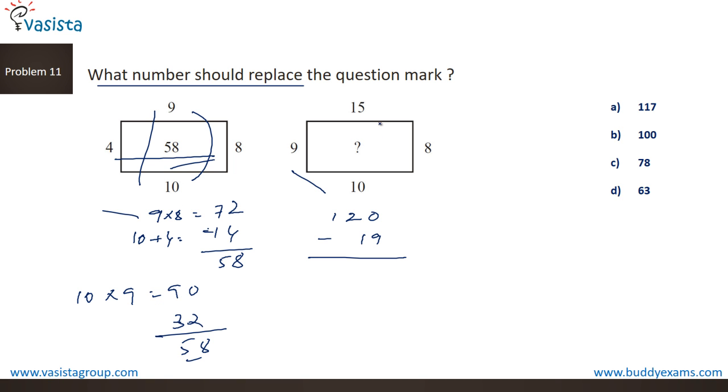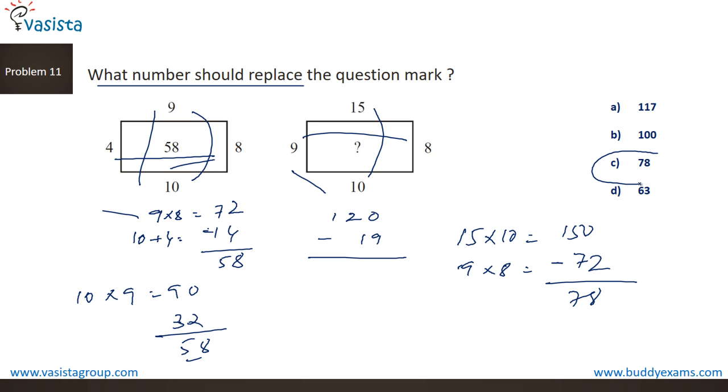The same way, let me go with this. 15 10s are, 15 into 10, which is going to be 150, minus 9 8s are, 9 into 8, which is going to be 72. If you subtract, you will get 78. Answer is C.